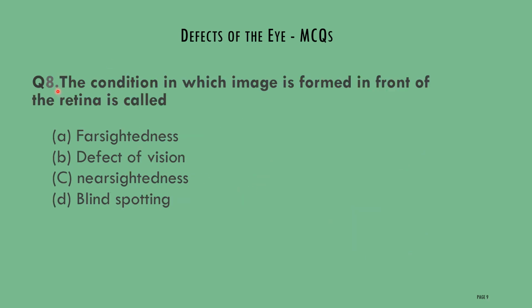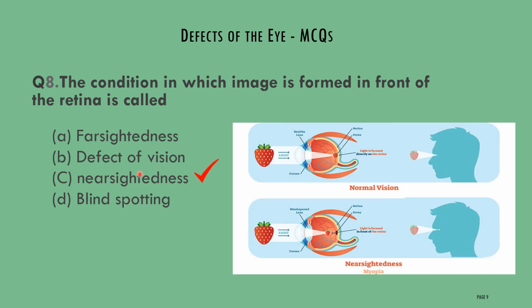Next question, question number 8. The condition in which the image is formed in front of the retina is called. In which case will the image be formed in front of the retina? Option A farsightedness, option B defect of vision, option C nearsightedness, option D blind spotting. Which is the correct answer? The correct answer is nearsightedness. Another name for nearsightedness is myopia. In myopia or nearsightedness, the image will form in front of the retina. See here, look at this picture. This condition we call nearsightedness, otherwise myopia.